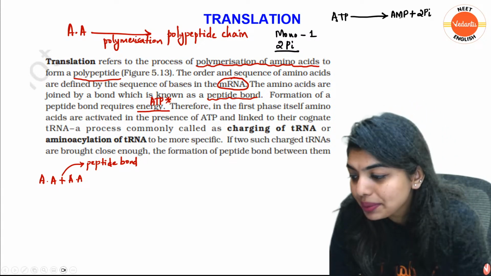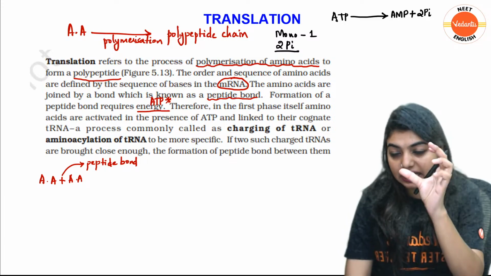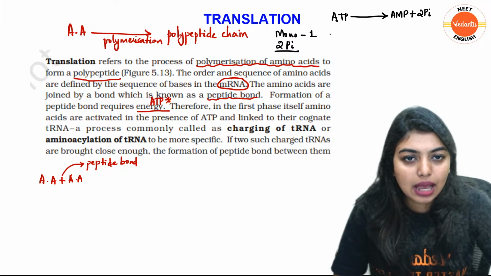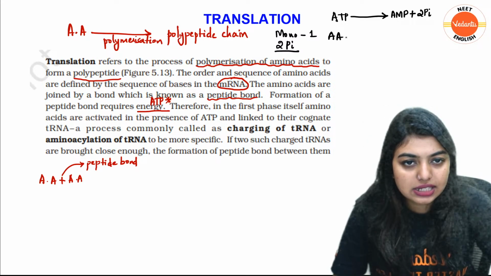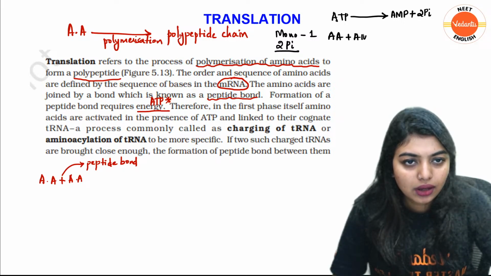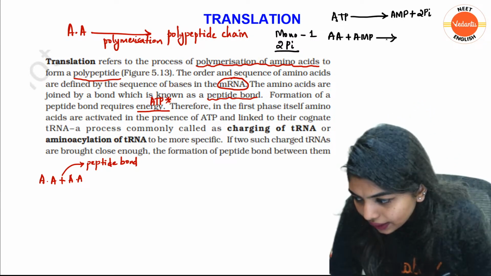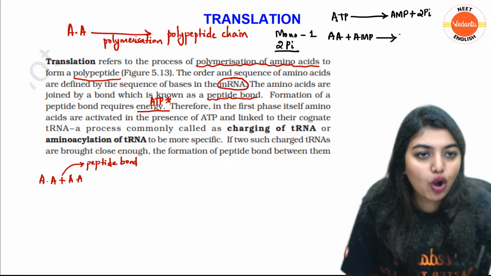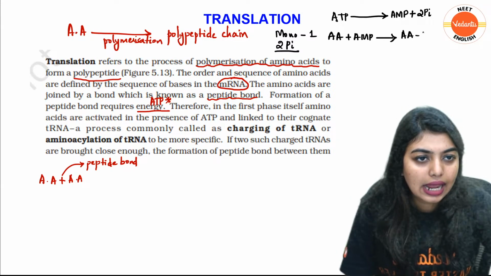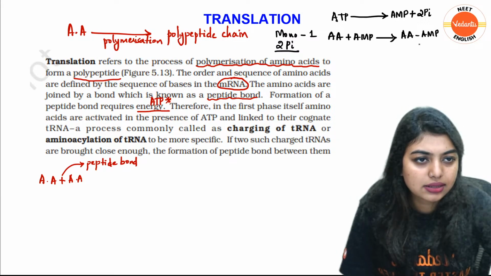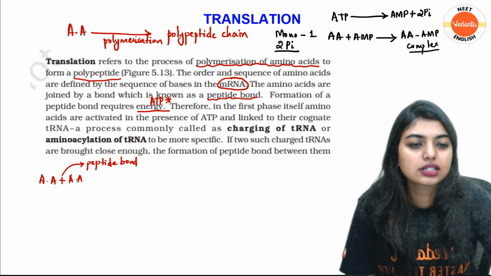Now this AMP is needed. We do not need this ATP. We need this AMP. So this amino acid will fuse with this AMP. Can you see? Yes, you can see, right? To form an AA-AMP complex. This is the complex form.